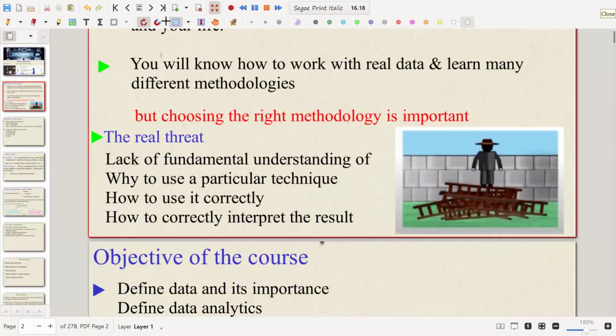So, lack of fundamental understanding of why to use a particular technique and when to use a particular technique. You have a lot of techniques, but when to use and why to use, that is of utmost importance. How to use it correctly? Of course, maybe in every data set there are rows and columns. So if you want a specific row and a specific column, but you have interchanged them. Suppose you want the 50th row of the data set.